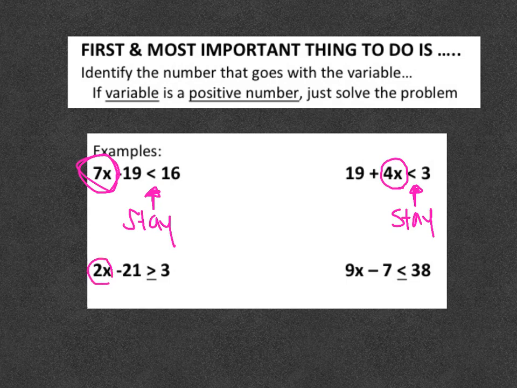This has positive 2x. I would be dividing by 2 at the end, so that's going to stay the same. And this has positive 9x. So again, my symbol is going to stay the same. But this was just real quick to identify that the variable number was positive, and therefore I'm just going to solve it like normal and keep my symbol the same way.